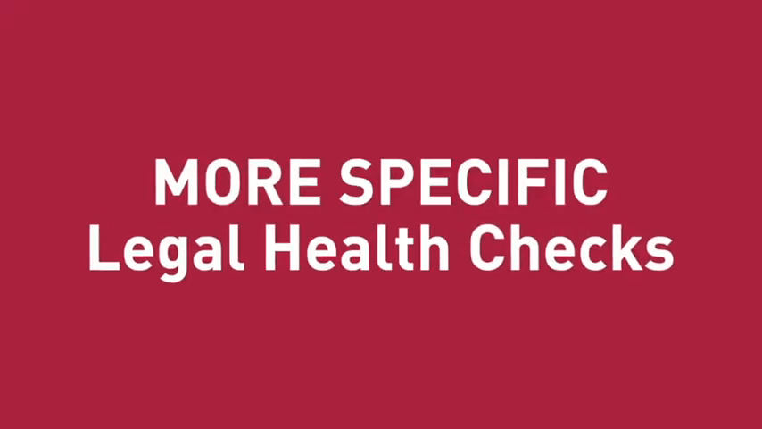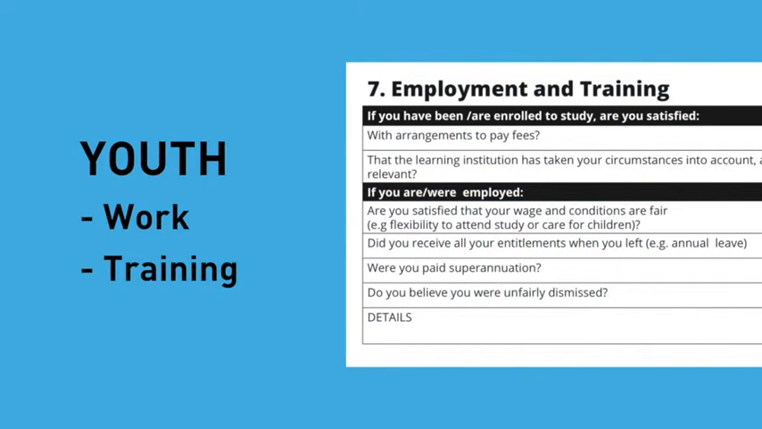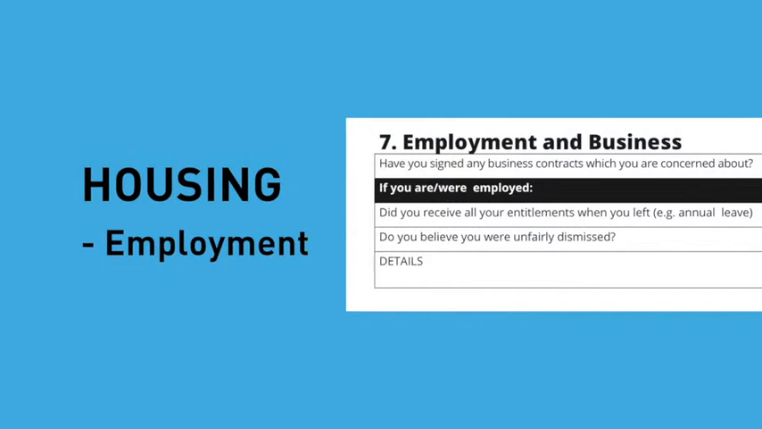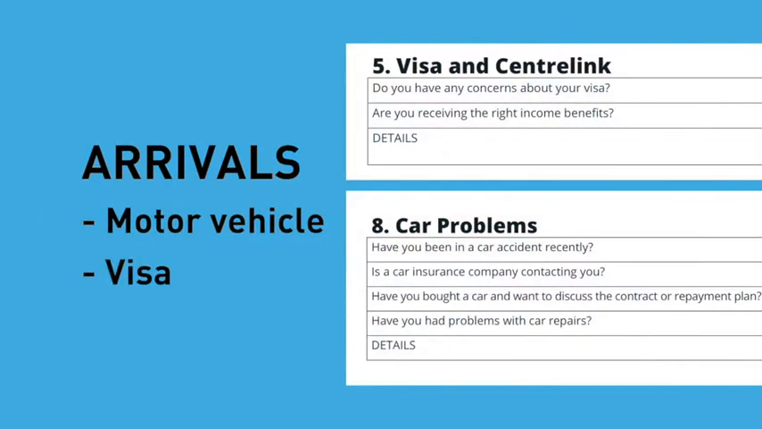We have legal health checks for specific client groups too, with extra questions. The Youth at Risk check asks questions about work and training. The Housing check adds questions about employment. The Mental Health check adds insurance and work claims. And the Refugee check asks about motor vehicle and visa issues.